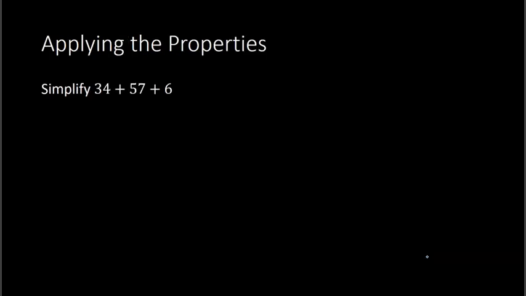Next, we're going to apply those properties for three different examples. Example 1, we are to simplify 34 plus 57 plus 6. So the associative property says that I can group together any two set of numbers. Okay? So if I wanted to, I can also change the order of the addition. So I can write this, instead of 34 plus 57, I can move the 57 and 34.